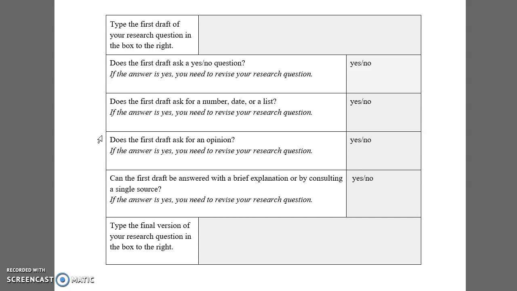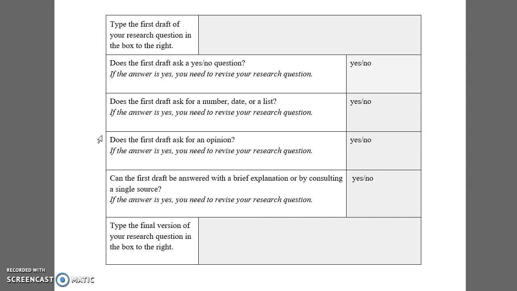Once you've gone through the steps on this sheet, you want to go ahead and type your final version of the research question here. So draft, go through the steps, mark yes or no, make any needed changes, and then put your final version below. Don't feel bad. 99% of the final versions of questions I get are going to need to be revised at some point during this class. This is just your first walkthrough on how to revise.